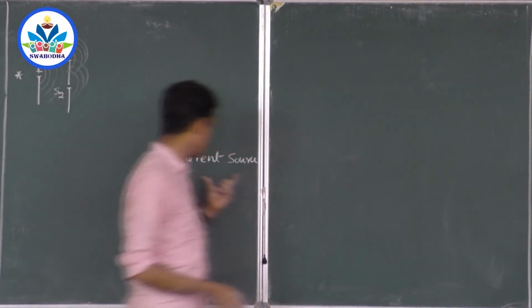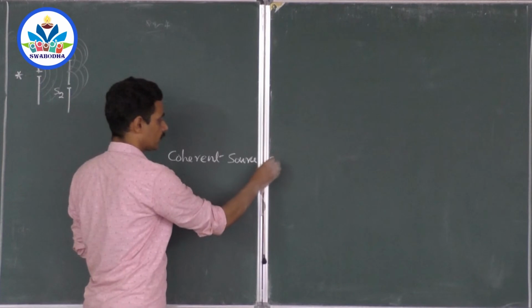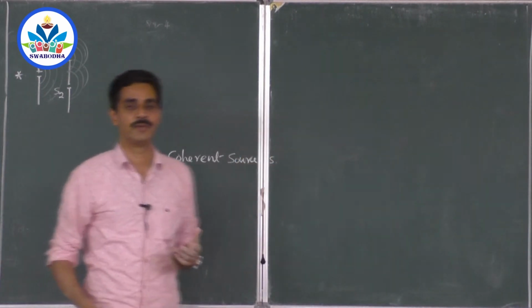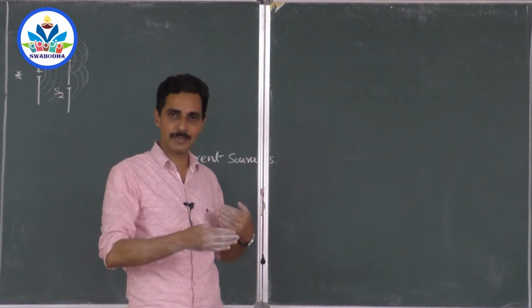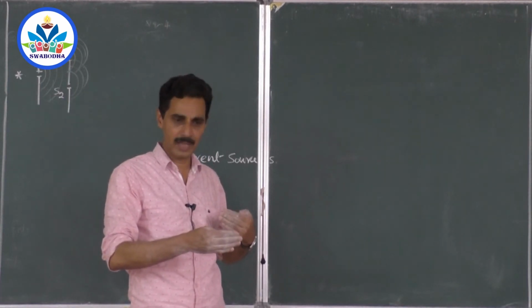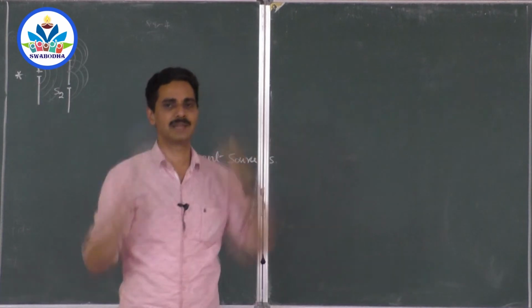So coherent sources are the types of sources which have a constant phase difference. That means if one wave is lagging behind another wave by 3 lambda, every time, everywhere it is 3 lambda, right?